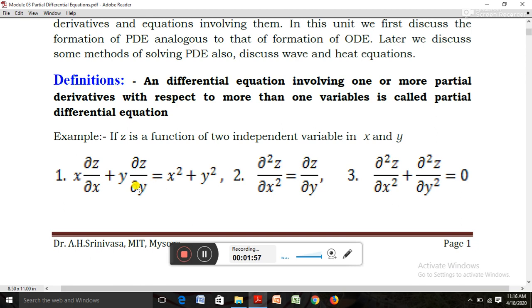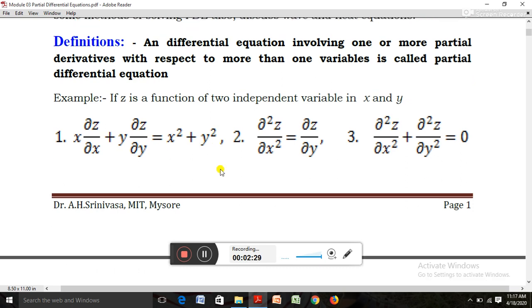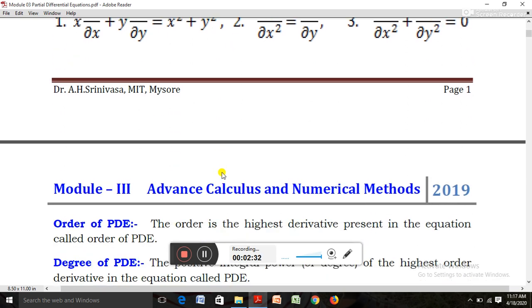For example, the first one: x into dou z upon dou x plus y into dou z upon dou y is equal to x square plus y square. This is one example. Another example, the second one, is of second order: dou square z by dou x square is equal to dou z upon dou y. Or third, take another one: dou square z divided by dou x square plus dou square z divided by dou y square is equal to 0. So these are some examples of partial differential equations.